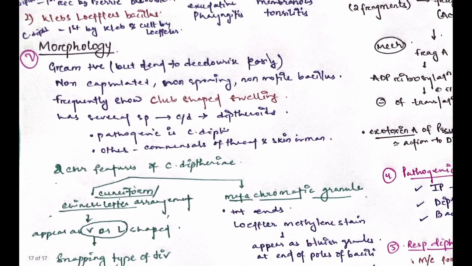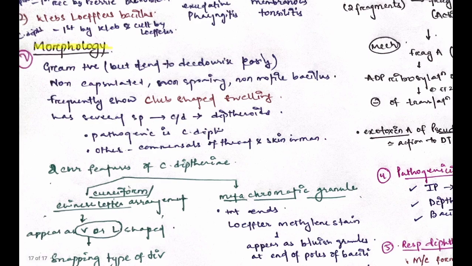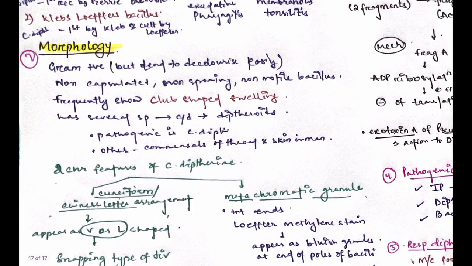Next is morphology. Corynebacterium diphtheriae is a gram-positive bacillus. These are non-capsulated, non-sporing and non-motile bacilli. Gram-positive, but they tend to decolorize easily. Another point is they frequently show club-shaped swelling. They have several species, which are called diphtheroids.